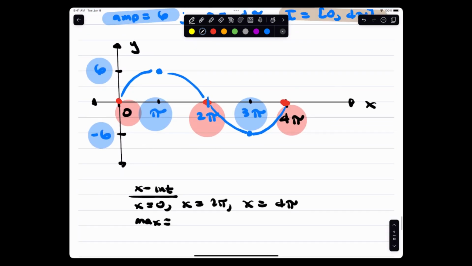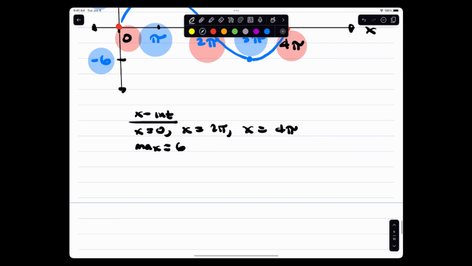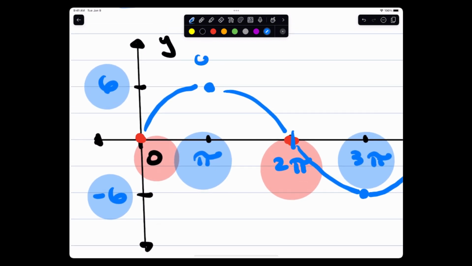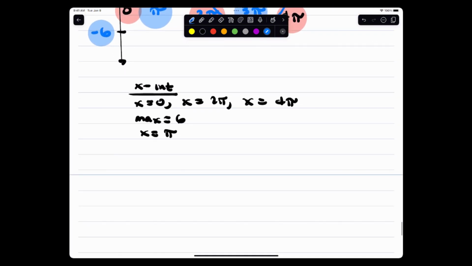What's the maximum value? That's your amplitude. It's what? 6. Good. Where does it happen? X equals pi. Is that true? Right here. This is that maximum value right in here. So you want the summary too. There's your maximum value. Where's the minimum value? Minimum is -6. Is that right? And that happens when x is what? 3 pi over 2.